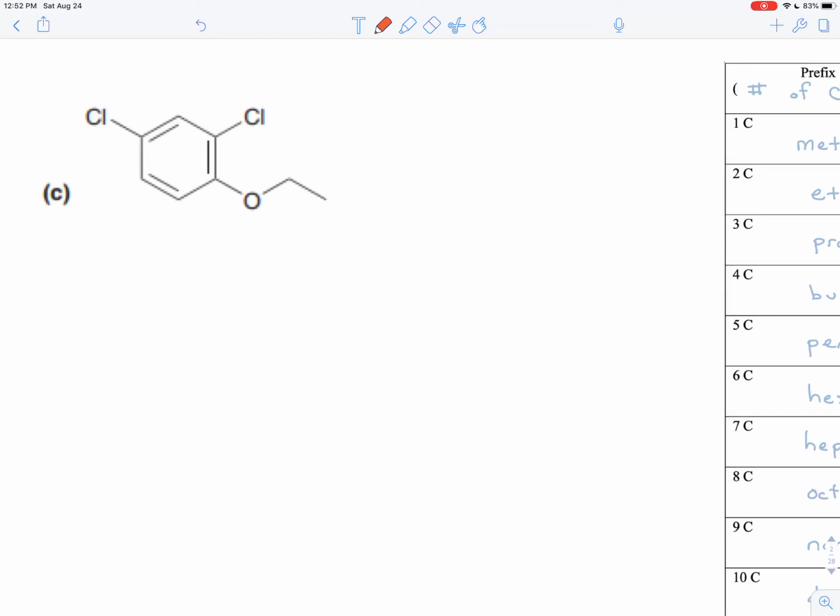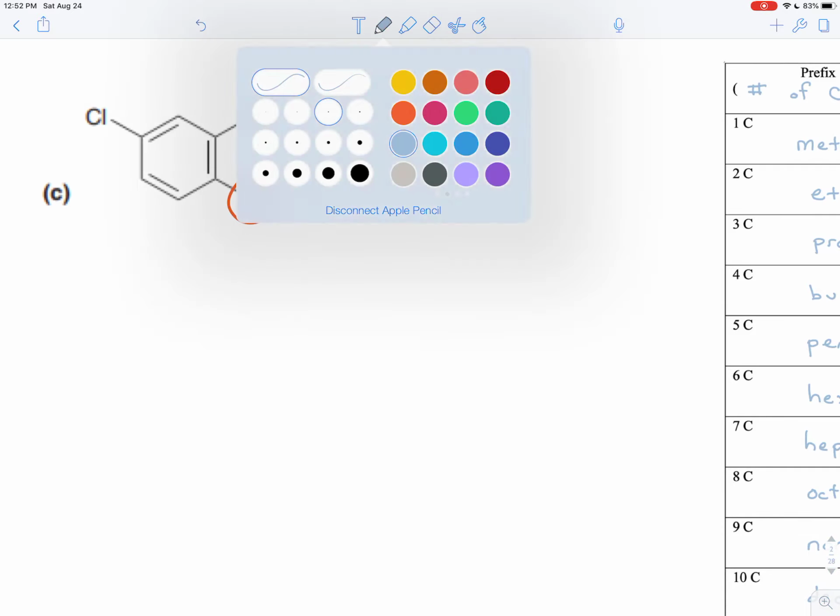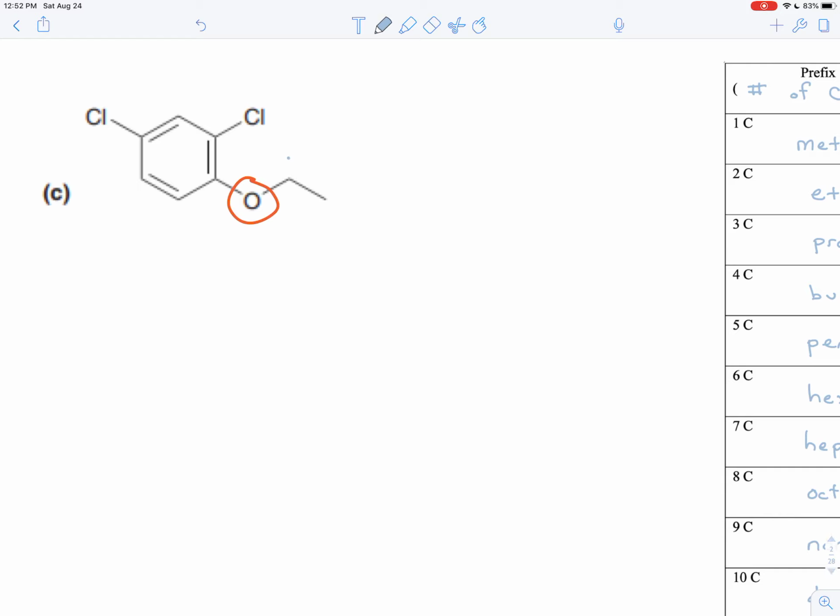With C, we recognize the ether oxygen coming off of that ring right there. Our first step is to see how many carbons are on either side of the two chains coming off that. We have 2 carbons to the right, and in this ring to the left, we have 1, 2, 3, 4, 5, and 6. So the ring to the left has more carbons, and this is going to be the backbone.